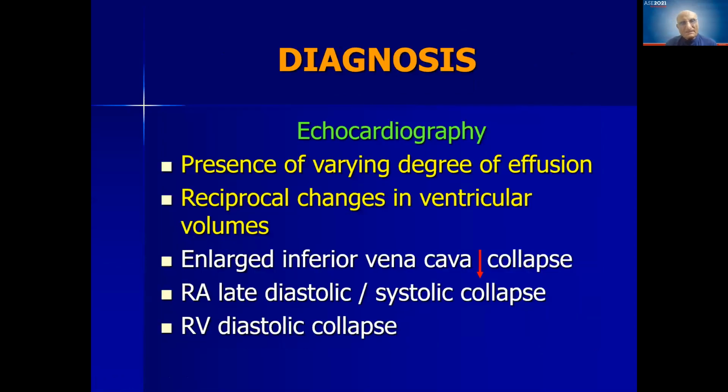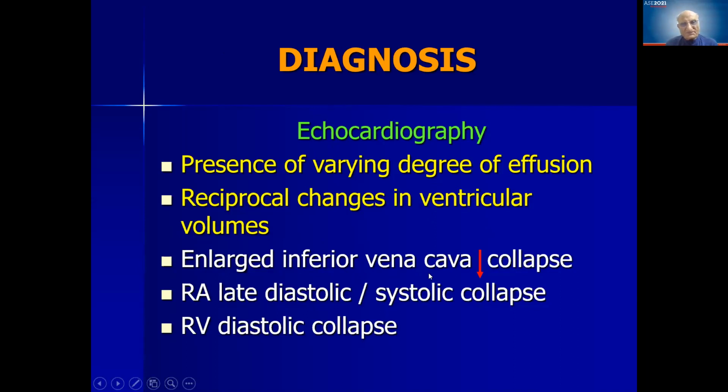I told you a few slides may be difficult, but I've tried to explain in a very simple manner. So now, what is the diagnosis of a tamponade? It depends upon the presence of varying degrees of effusion. Number one, as I told you, we'll tell you this again later on. There has to be an effusion. If there is no effusion, then we think of constrictive pericarditis. There has to be some degree of effusion, whether small, medium, or large.